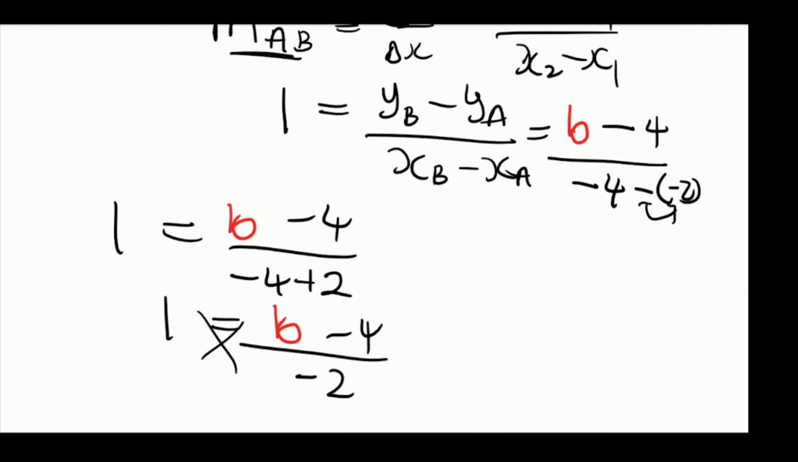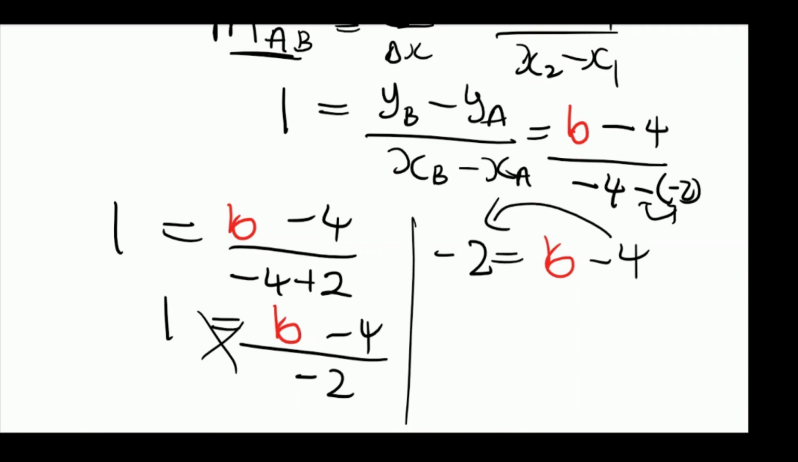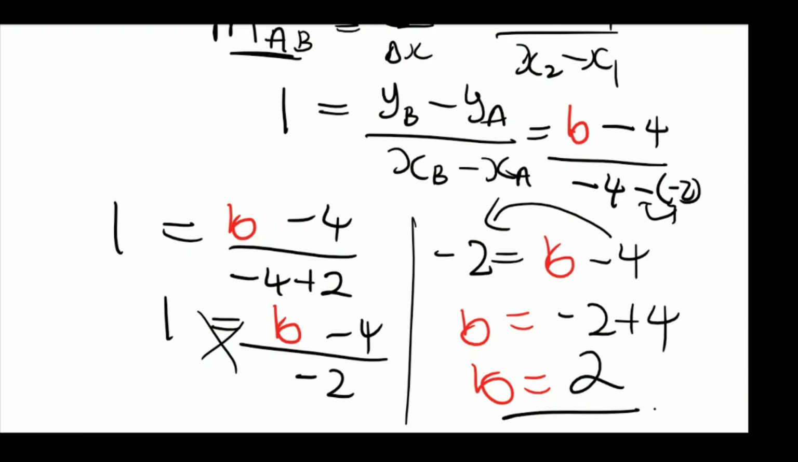Then you cross multiply, you have minus 2 equals your b value, minus 4, right? So you transpose the minus 4 to the other side, you have your b value being equal to minus 2 plus 4. So this means now that your b value is equal to 2, since minus 2 plus 4 is equal to 2. So this is your solution of b.